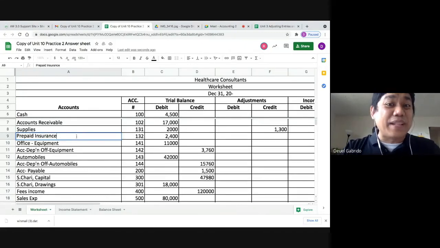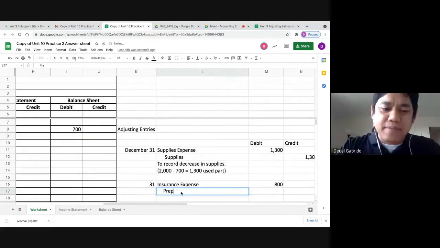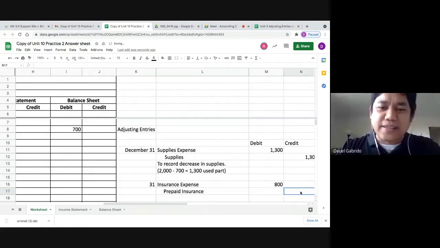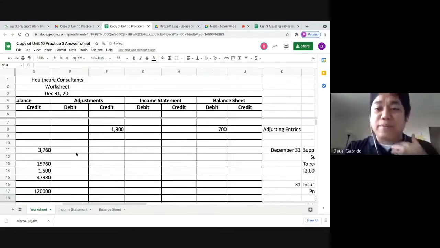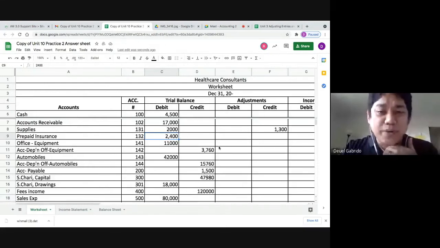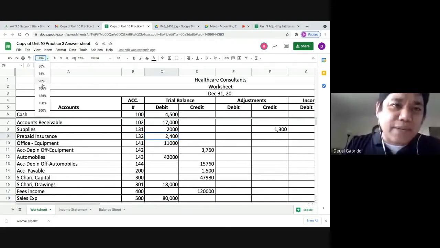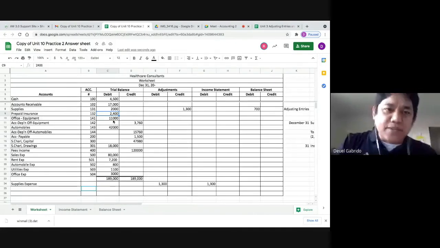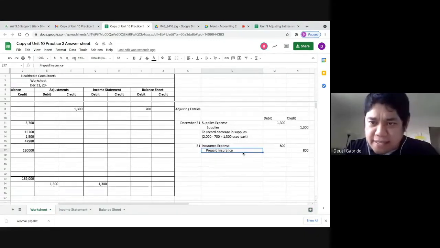That's the thing that will decrease, right? Prepaid insurance will decrease by 800. Prepaid insurance is the advance payment that we made earlier, right? The total prepaid insurance is 2,400, right? And now let's see the effect of the adjustment. From 2,400, it decreased by 800, right?